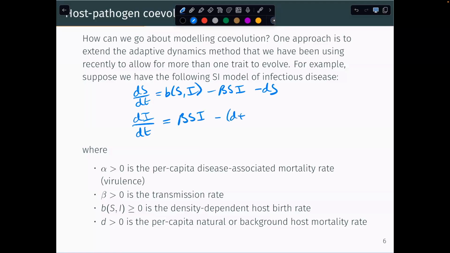So we have our birth term, B of S and I. I won't define what that is yet. We have this infection term, beta SI, where beta is our transmission rate. We have a natural per capita death rate of D. So this is everything except for disease. And alpha is our virulence, or our disease-associated mortality rate. Again, for simplicity, we've assumed no recovery. You should all be fairly familiar with this by now.